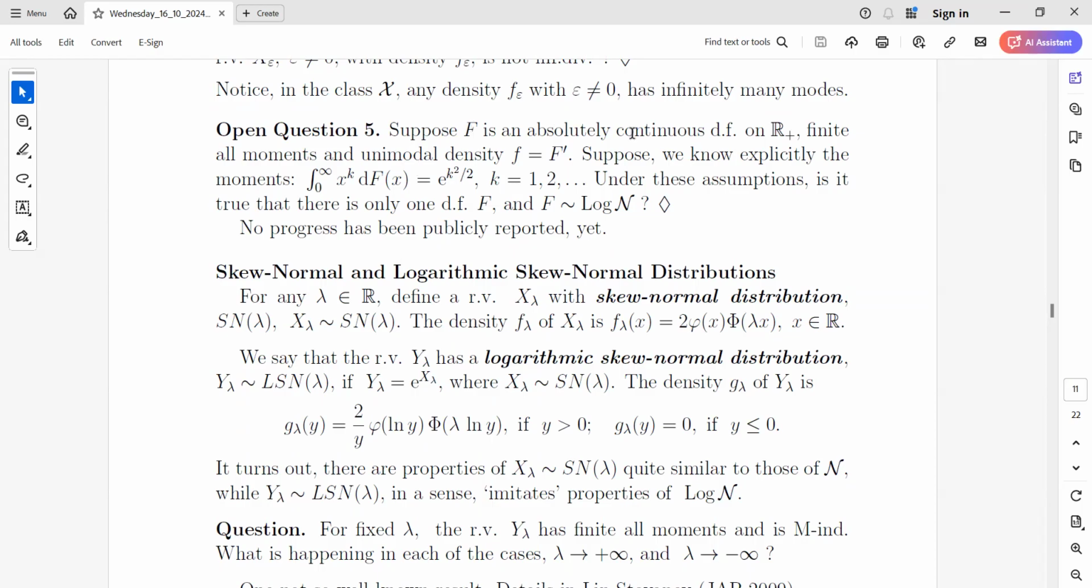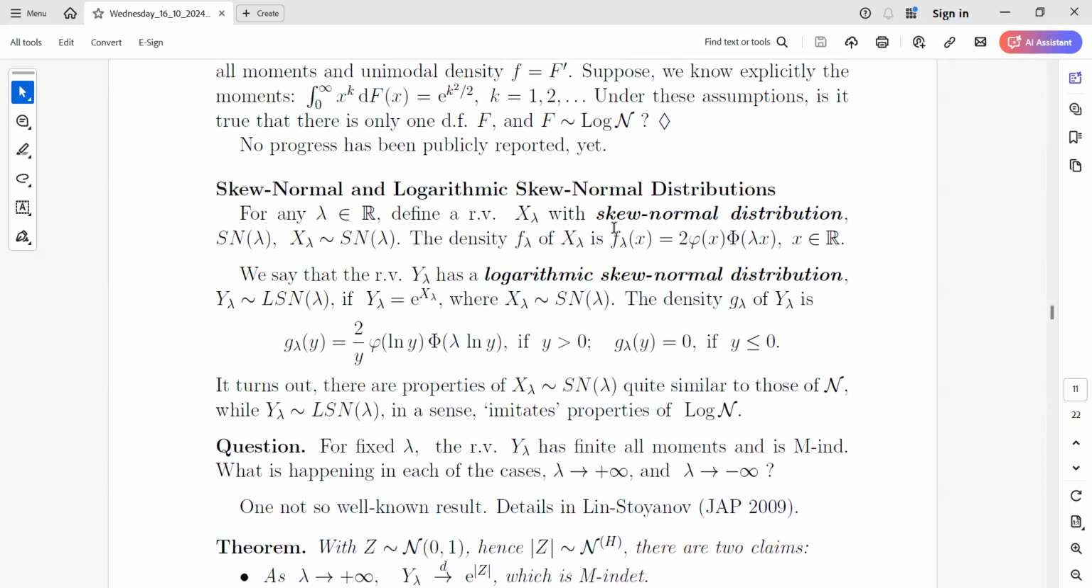Now assume that we start with an unknown absolutely continuous distribution function on R plus, with all moments finite, unimodal density, and suppose that we know explicitly the moments. And we are asking, under these assumptions, is it true that there is only one distribution F, and this is exactly the log N? I don't have the answer. I don't have a conjecture. However, there are some people who liked the question. One of them was Ildar Ibragimov at St. Petersburg, a couple of years ago. Sorry, it was just the year before COVID. And he liked this, but no progress has been reported yet.